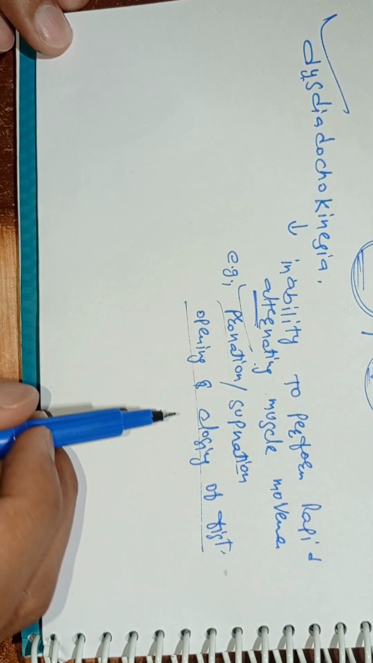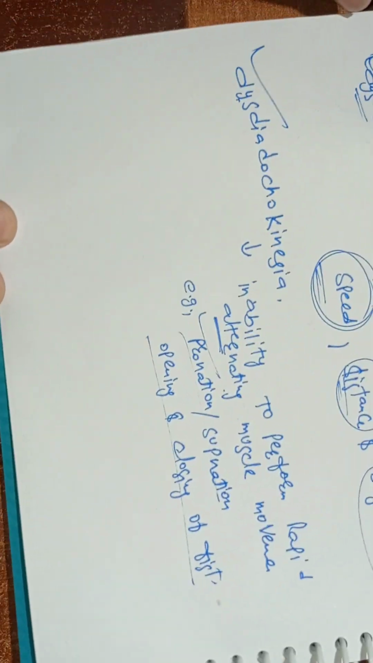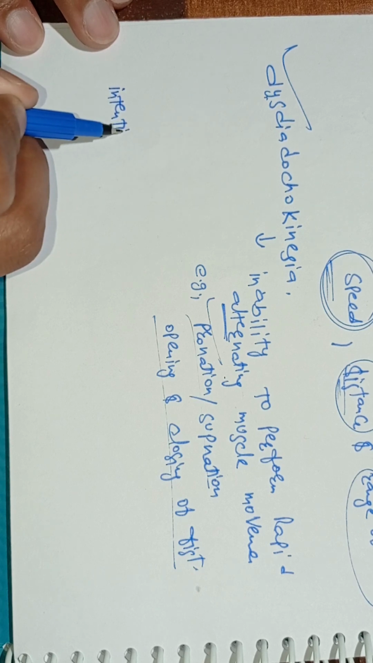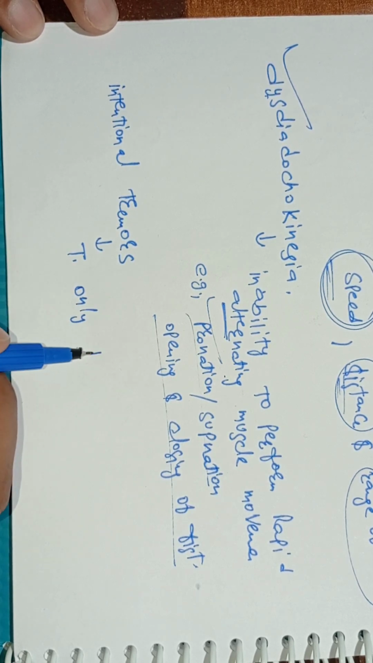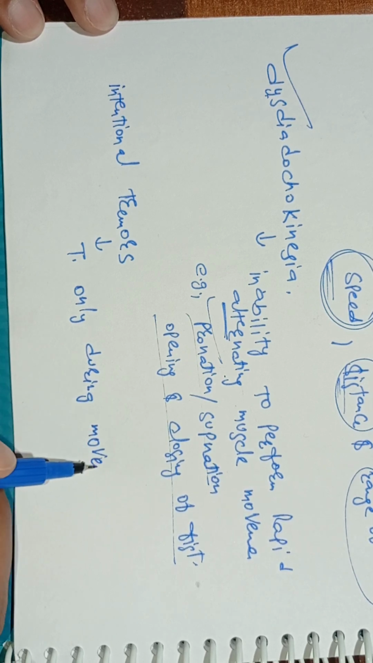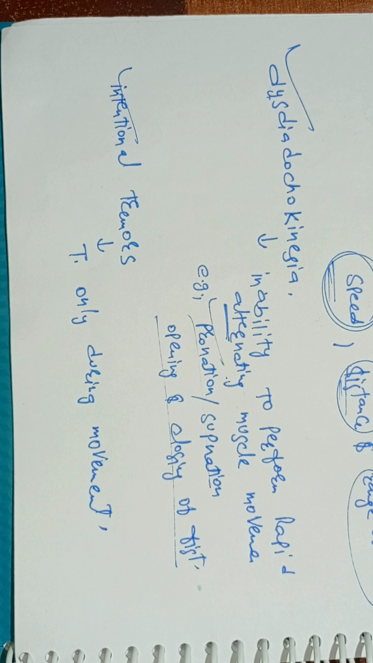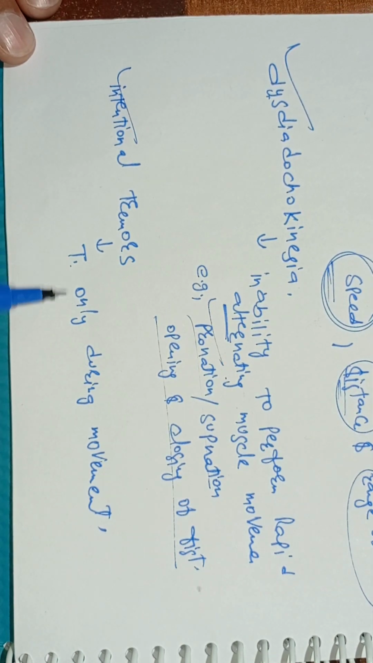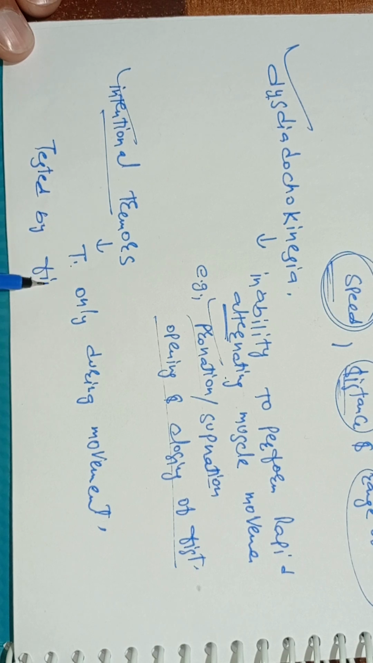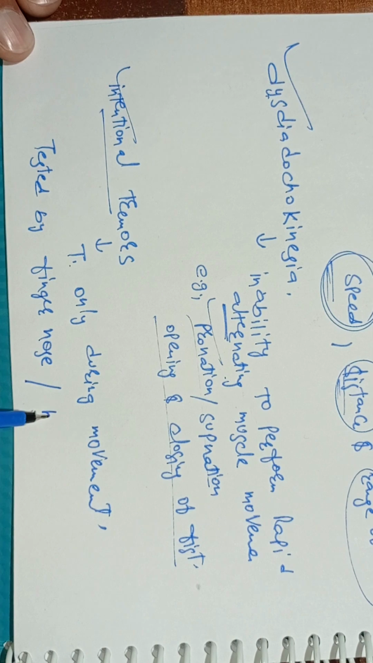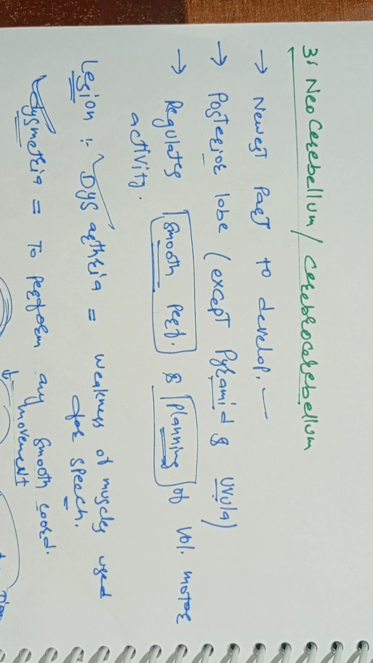And the another problem that will be is known as intentional tremors. These are the tremors only during movement. Here I will tell you a most important point. In the lesion of cerebellum, the tremors are intentional tremors, while in the lesion of basal ganglia, the tremors are resting tremors. They can be tested by finger nose test or heel knee test.